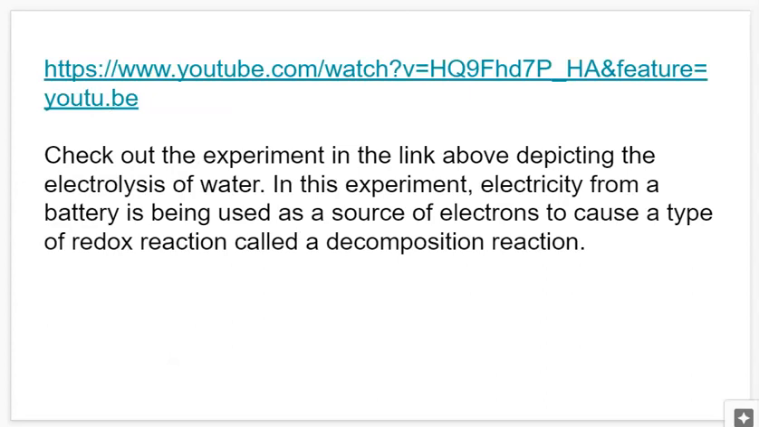In the video here, which I'll link in the description, is an experiment of the electrolysis of water in which electricity is being used as a source of electrons to cause a redox reaction. And in this, you can actually see the decomposition of water molecules into hydrogen and oxygen gas.